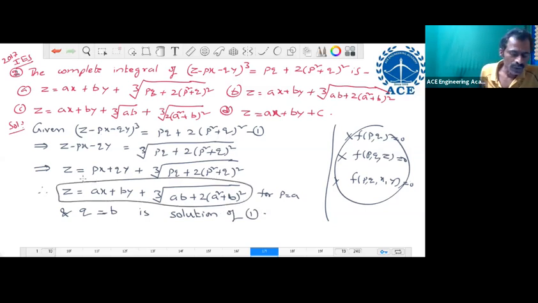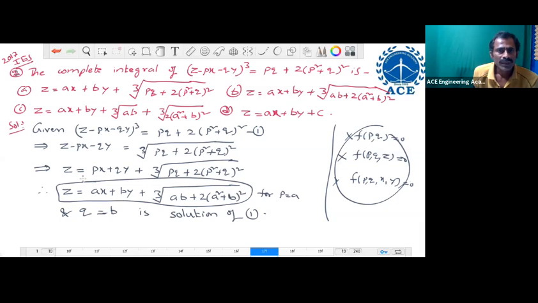This is the 2017 IAS question. It's a 2 marks problem. So with this, the solution of partial differential equation part is completed already.